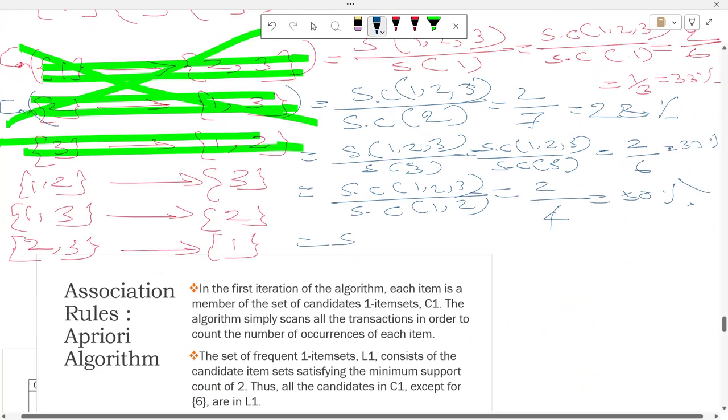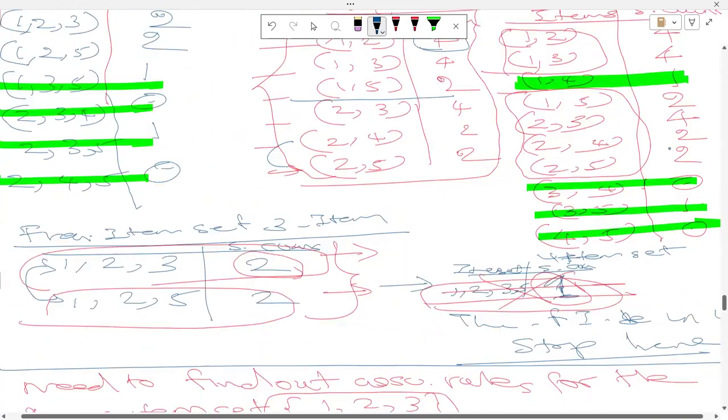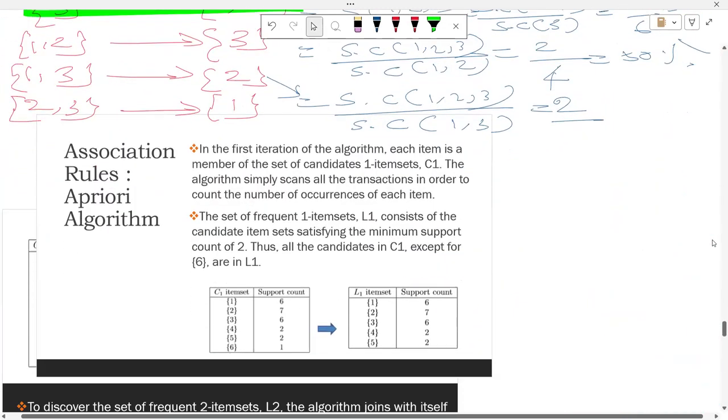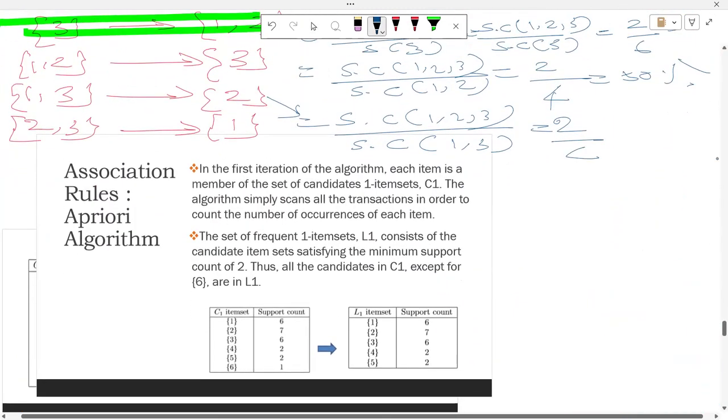So the next one: support count of 1, 2, 3 divided by support count of 1, 3. So here, 2 divided by support count of 1, 3. Support count of 1, 3 is also 4, right? So then this is also 2 over 4, that is also 50%, right?